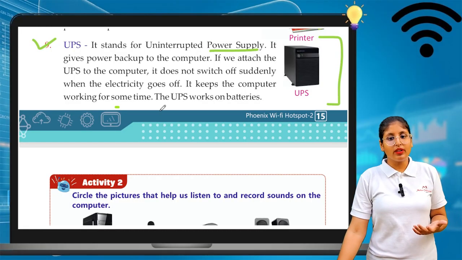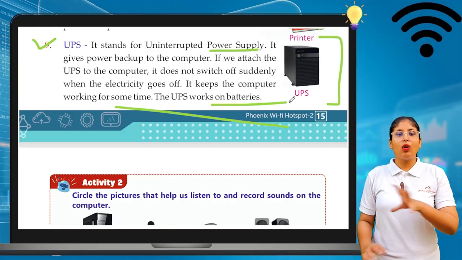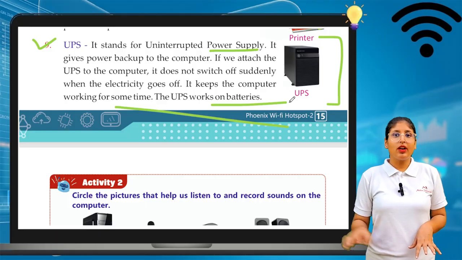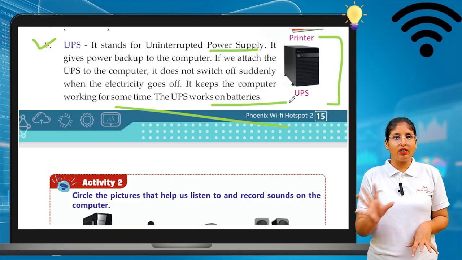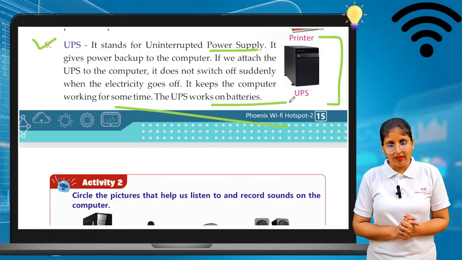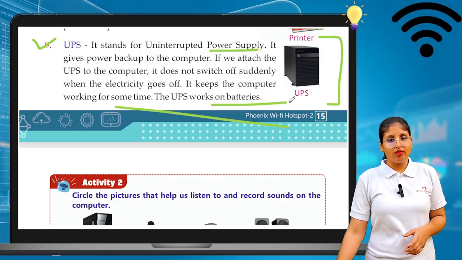So you can work on the computer. If you are working on your computer, you can save your file, so that your file is not destroyed or interrupted. UPS stands for uninterrupted power supply. The UPS works on batteries.